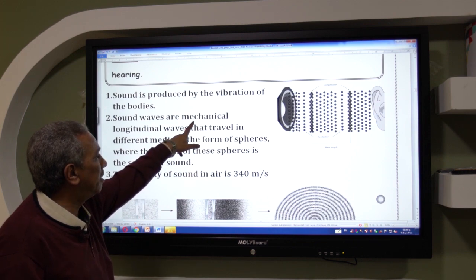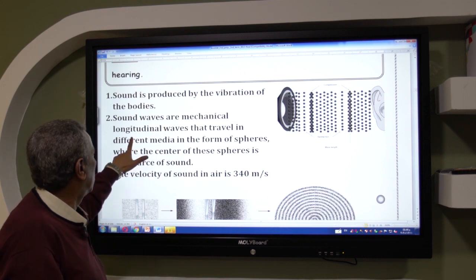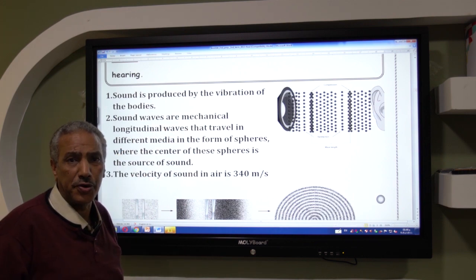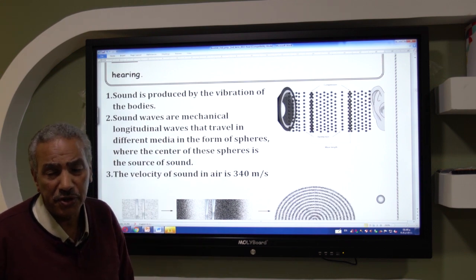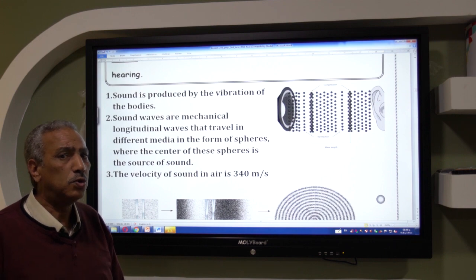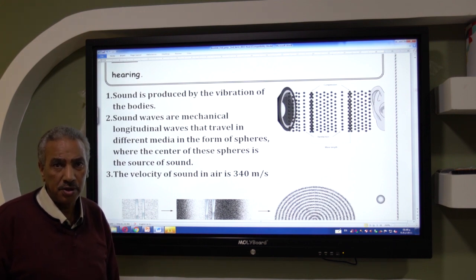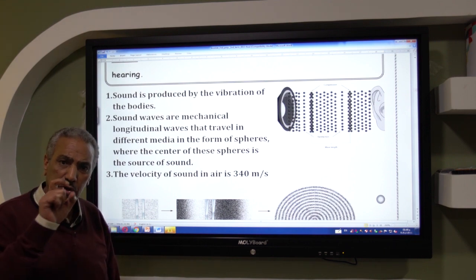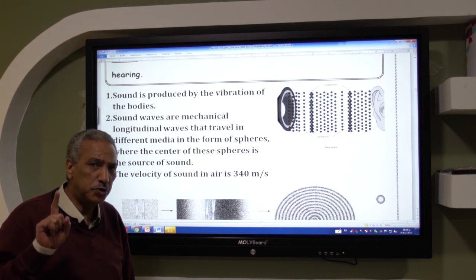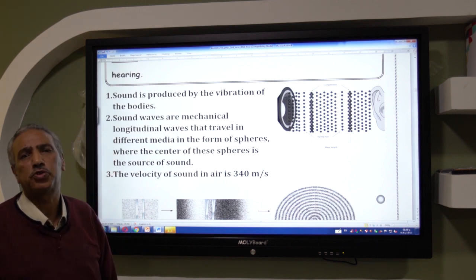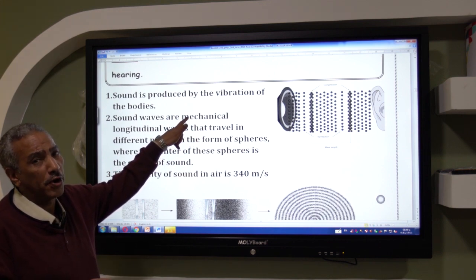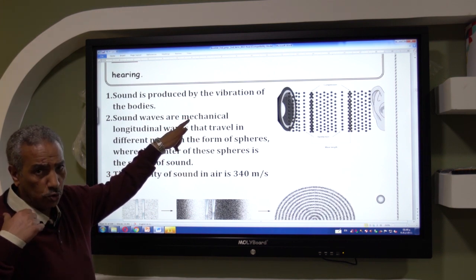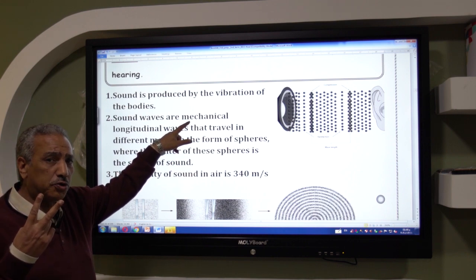Of course, mechanical has a meaning, and longitudinal waves has another meaning. Mechanical means that it needs a medium to propagate. If there is a medium, the sound can travel. If there is no medium, the sound cannot travel. This is the meaning of mechanical.